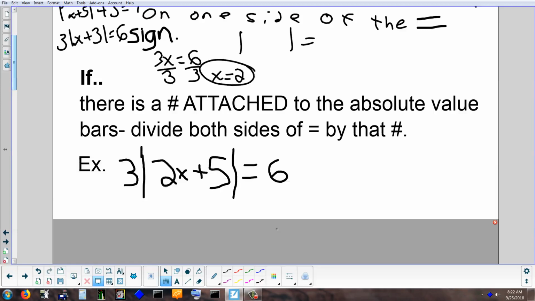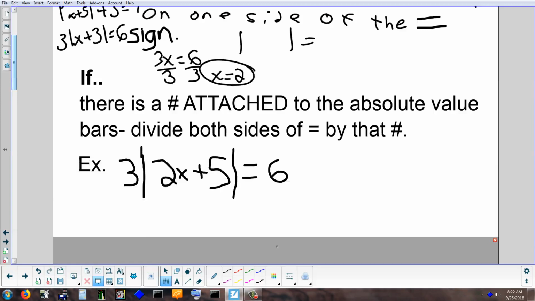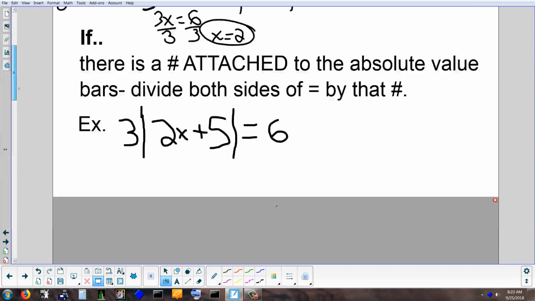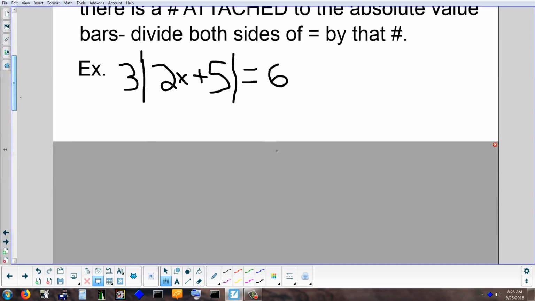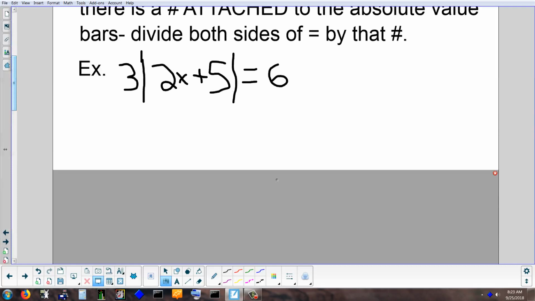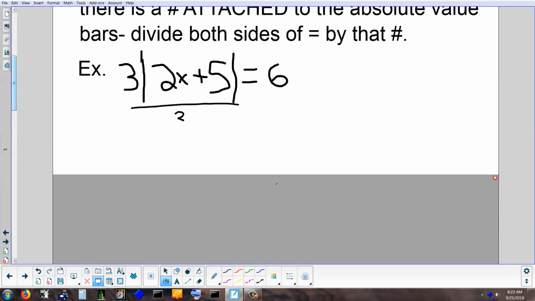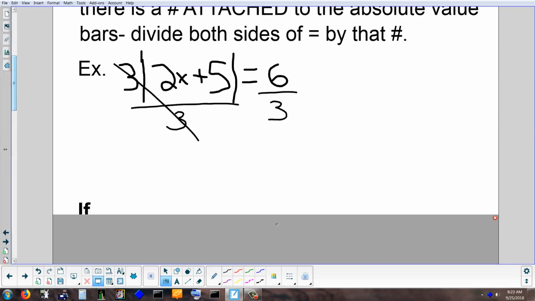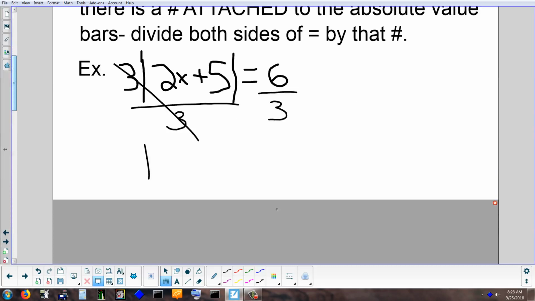So for example, if I had something like this, so there's your example, where we have a number attached to the absolute value, all we're going to do is just divide by 3. That will get rid of what was attached to the absolute value. It'll get it by itself. That way, the absolute value bars don't go away at this point. They stay. I have them by themselves. I can get ready to solve.